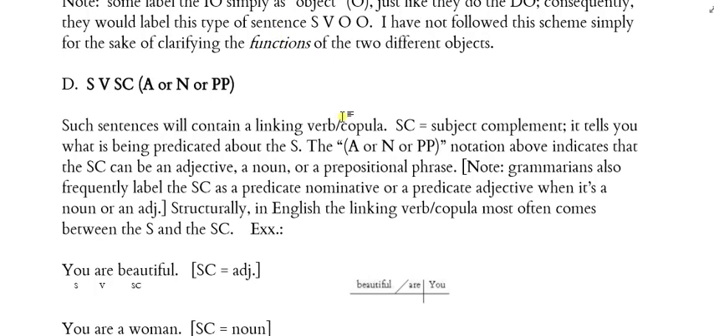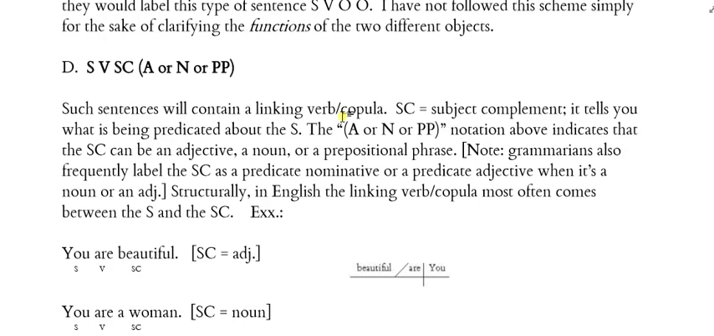Now for D, we have SVSC. You know what SV means. SC, that's probably going to be new for some of you. This is the word or expression subject complement. And so we're going to have a special kind of verb for these. We're not using transitive or intransitive verbs. We're using linking verbs or copulas for the verb. The SC or subject complement is telling you what is being predicated or asserted about the subject.